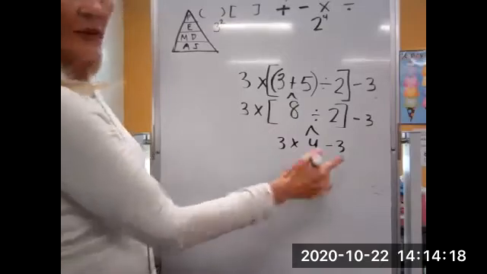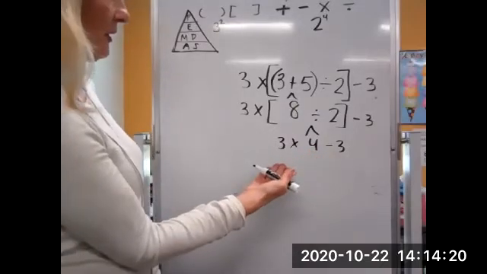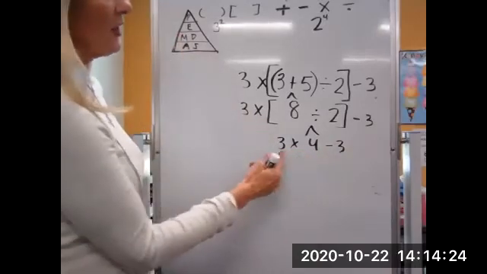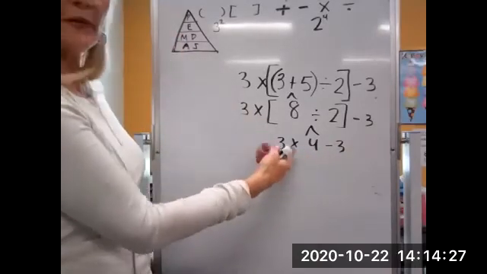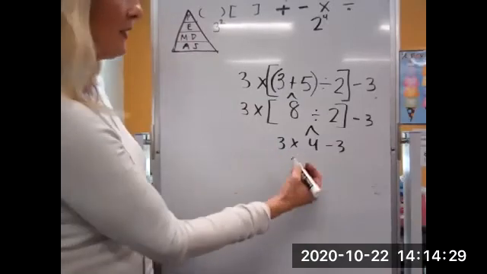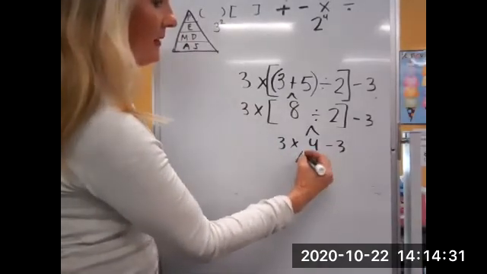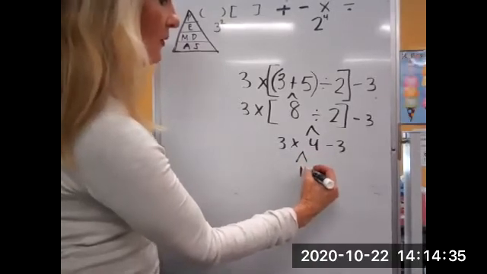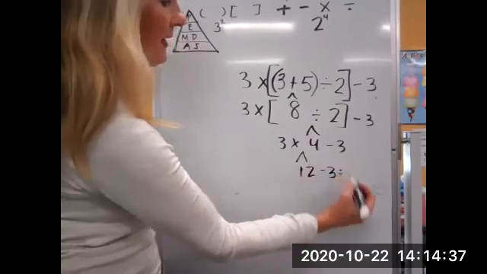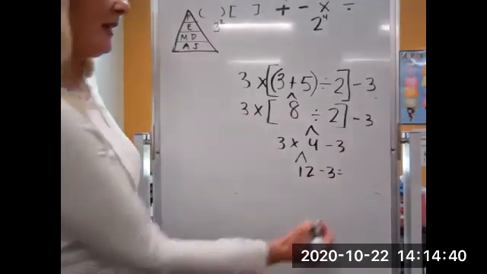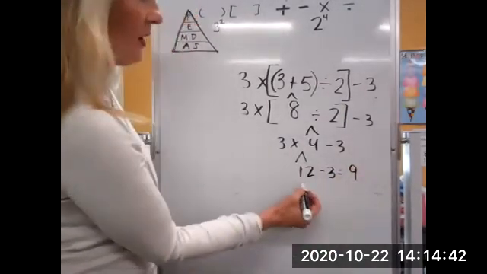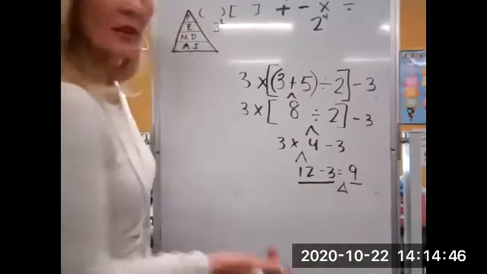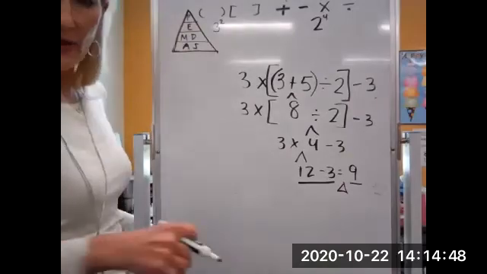Okay, so now I have a nice simplified expression. And I see that there's multiplication here and subtraction. Multiplication happens to be first, but even if it wasn't, I would do it first because it's higher in the order of operations. So 3 times 4 is 12. Take away 3. What's the final answer going to be? 9. So now I can call it an equation because the amount on this side is equal to the amount on the other side of the equal sign.